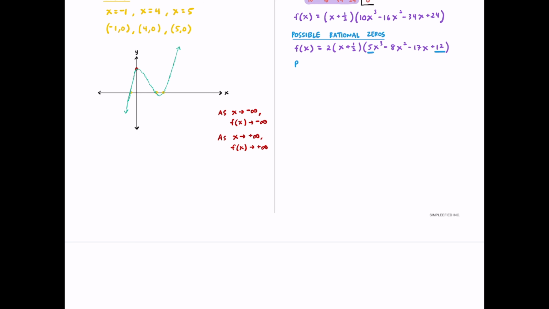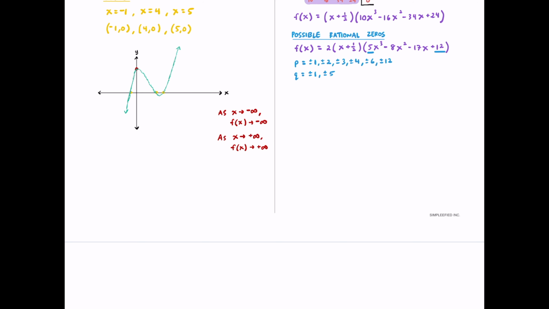So for P, we have plus or minus 1, 2, 3, 4, 6, and 12. Okay, and then for Q, this one shortened the list a bit, right? That's going to be just plus or minus 1 and plus or minus 5.